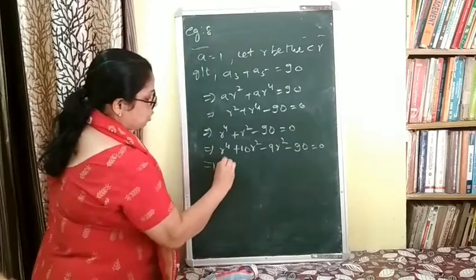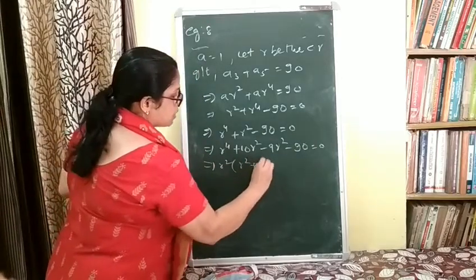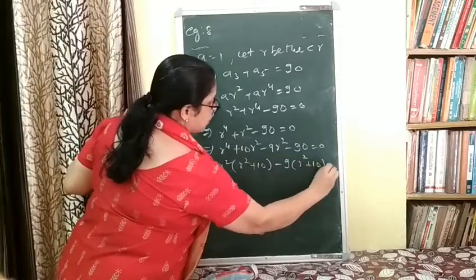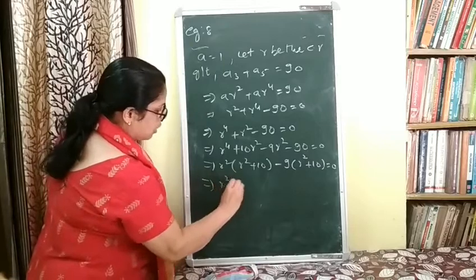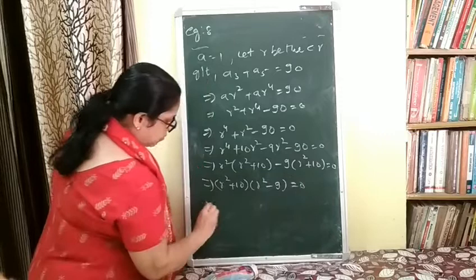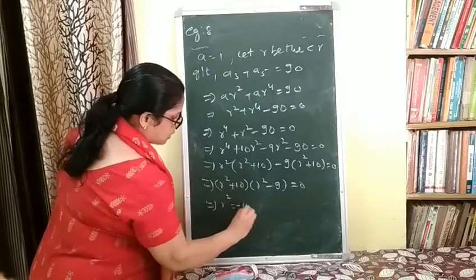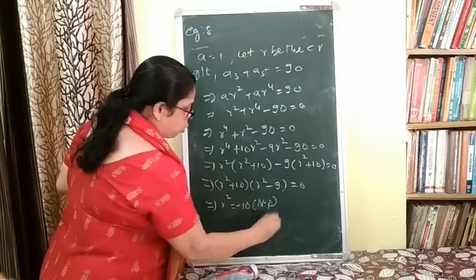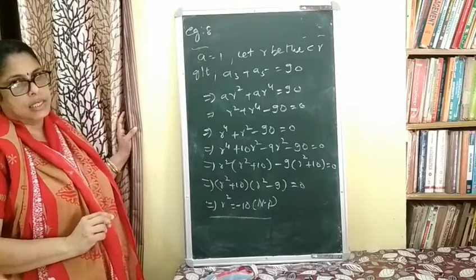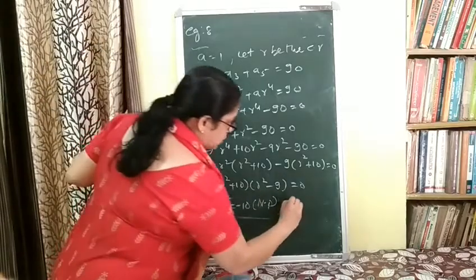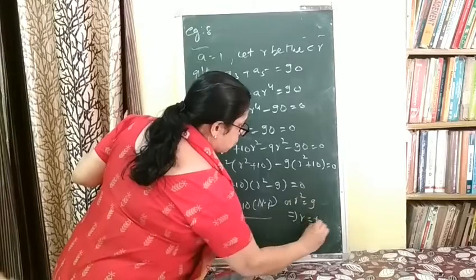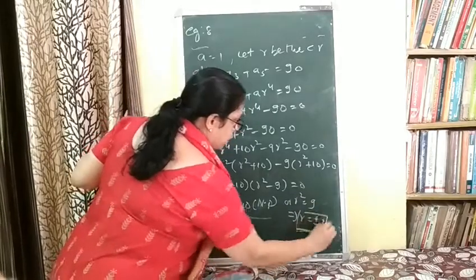Again taking R square common from first two terms, R square plus 10, minus 9 common from third and fourth term, you get R square plus 10 is equal to 0. That is R square plus 10 into R square minus 9 is equal to 0. That implies R square is equal to minus 10. That is not possible because you don't know how we can find the square root of a negative number. That we will study in the chapter complex numbers. Or R square is equal to 9 implies R is equal to plus or minus 3.